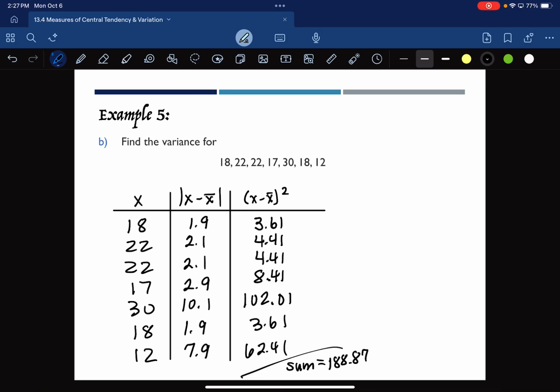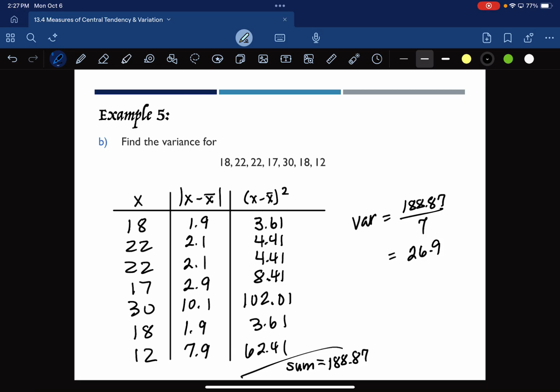And 88.87. Fantastic. And then our last step on that list of steps is to take that 188.87 and do what? Divide by 7, because there's 7 values. So this is going to give us our variance. What do we get? 21, 30. I guess we're 26.9. Okay, 26.9.